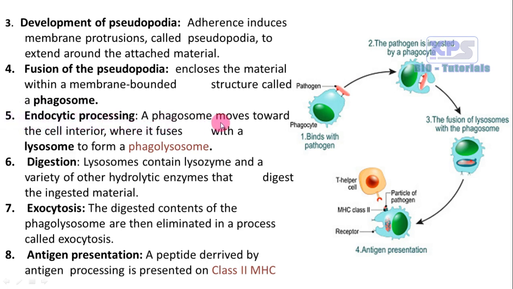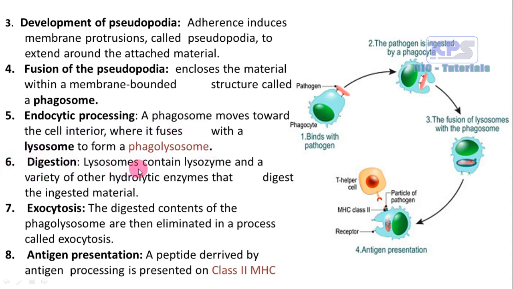Then the fifth step of phagocytosis, endocytic processing. A phagosome then moves towards the cell interior where it fuses with lysosome to form a phagolysosome. The phagosome is actually a packed antigen. This packed antigen then fuses with the lysosome present inside the macrophage to form a structure namely phagolysosome.